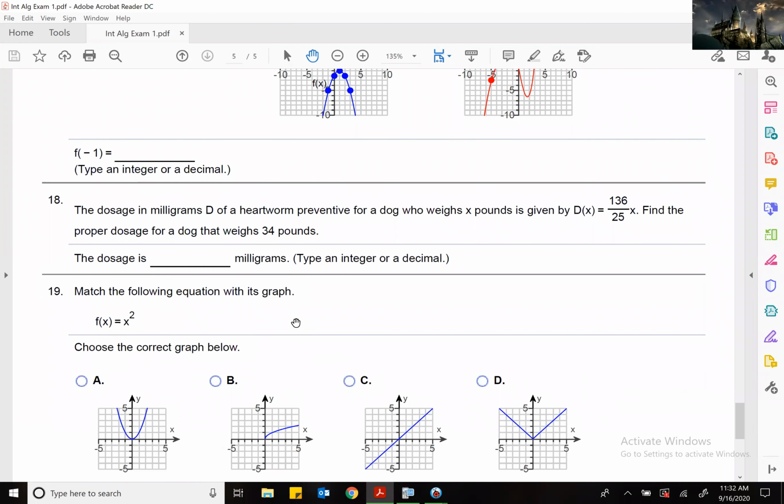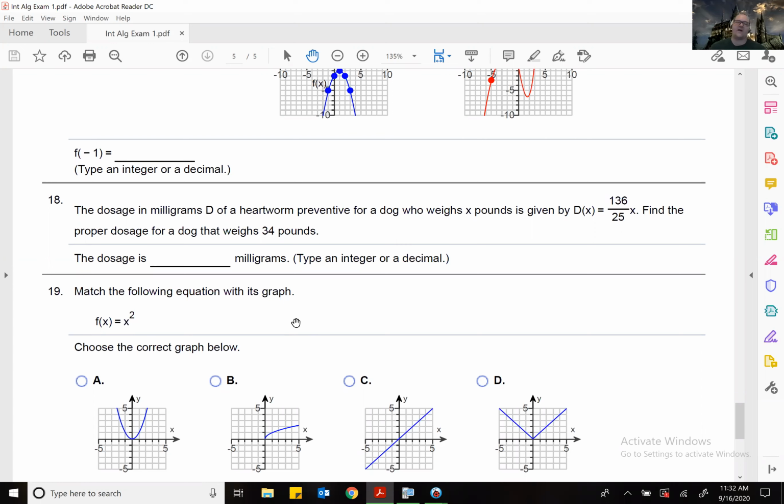Number 18, this is another word problem, but you got this, I promise you. So it says, the dosage in milligrams D of a heartworm preventative for a dog who weighs X pounds is given by D of X equal to 136/25 X. Now, I know many of you see the fraction and you're like, oh my God, what am I going to do? You got a calculator, sillies. We're going to use it.